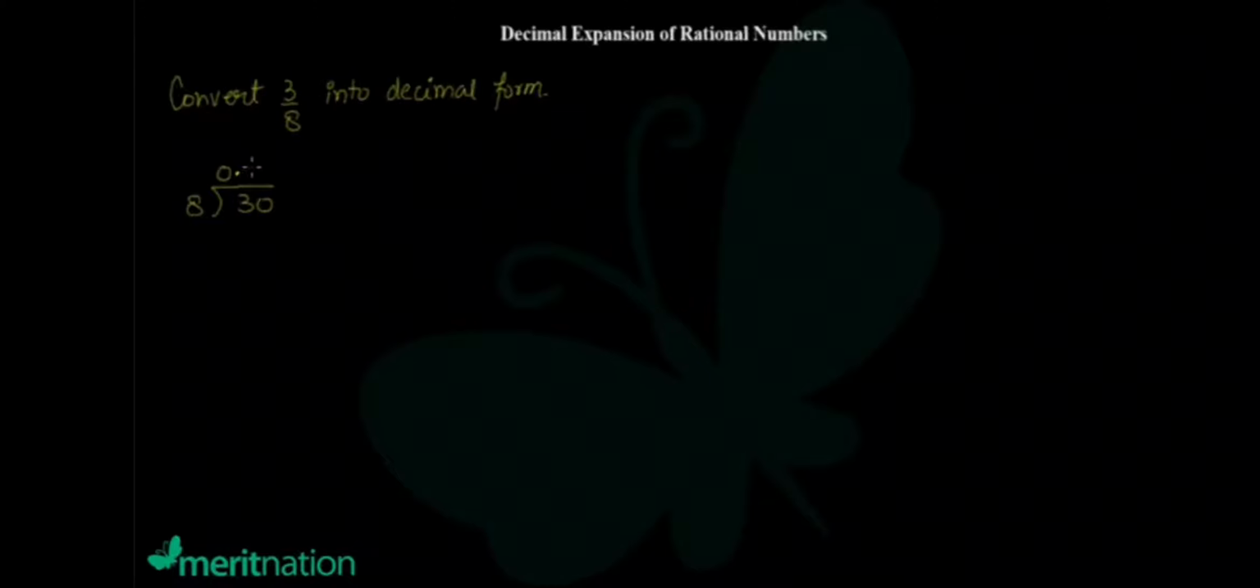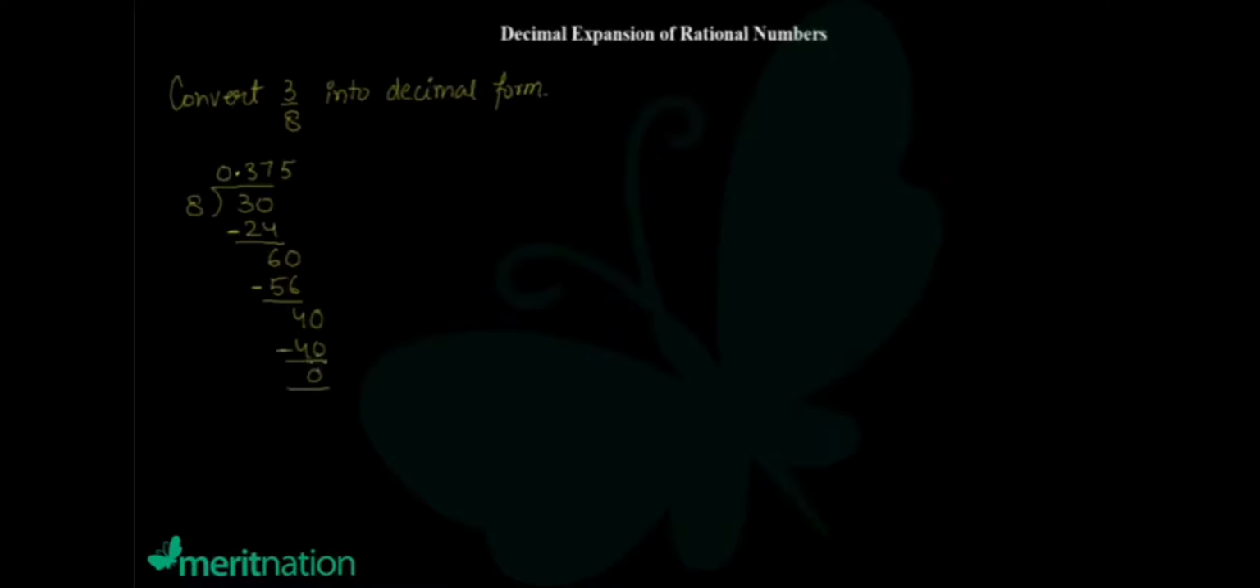Now we'll say 8 times 3 gives me 24. We'll subtract, we'll have a 6 over here. We'll add a 0 again. 8 times 7 is 56. We'll subtract, we'll get a 4 as the remainder. Again, we need to add a 0. And we say 8 times 5 gives me 40. Subtract, you will have a 0 as the remainder.